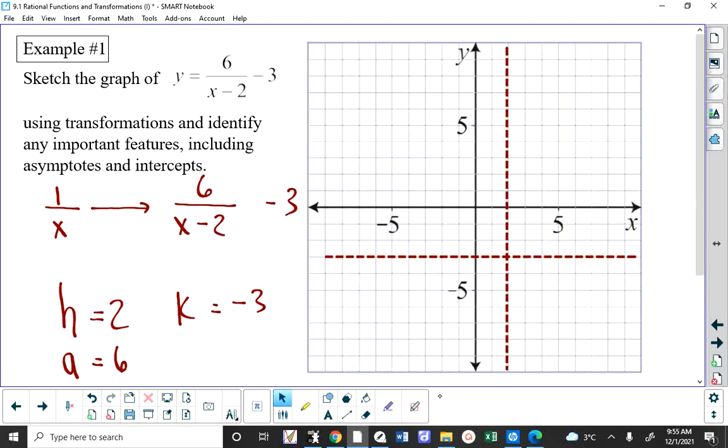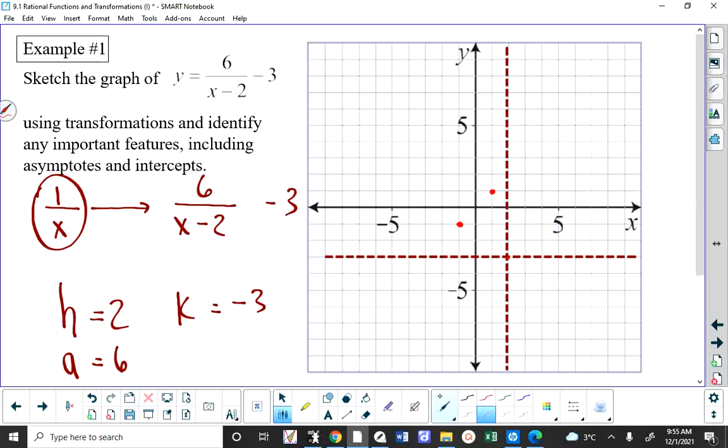Now, imagine that where these intersect is the origin. It's not. We know that. But 1 over x has a key point at 1, 1, and it has a negative 1, negative 1 key point. That 6 is going to stretch those 2 key points 6 times further away from the x-axis. Are you with me? But that means they get stretched 6 times further away from the horizontal asymptote.